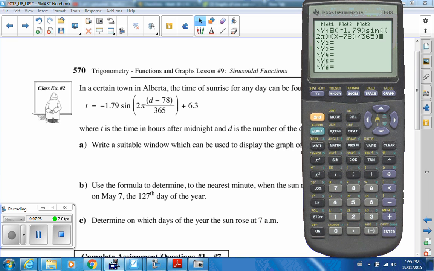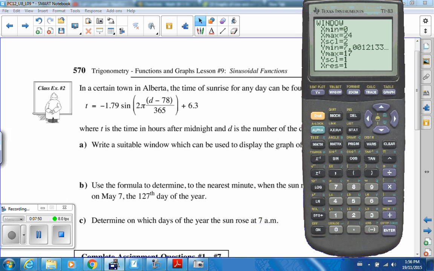Open, closed 1. So I've got 1 open, 2 open, close, good, plus 6.3. Now, if I've done this right, I should see my graph. I'm going to need to change my window settings, though, because it's days of the year, my x values are going to go from 0 to 365. My y values, if just looking at this, have to be around 6.3. So I'm going to say like 10 and 3.